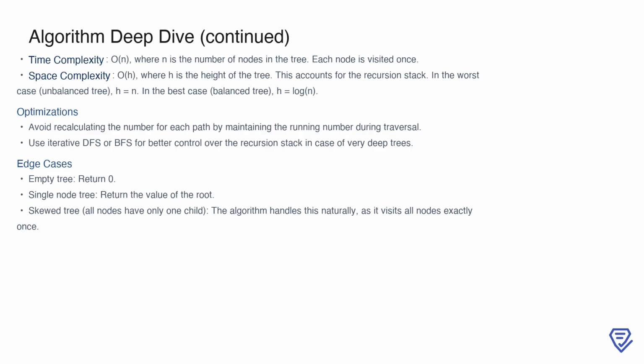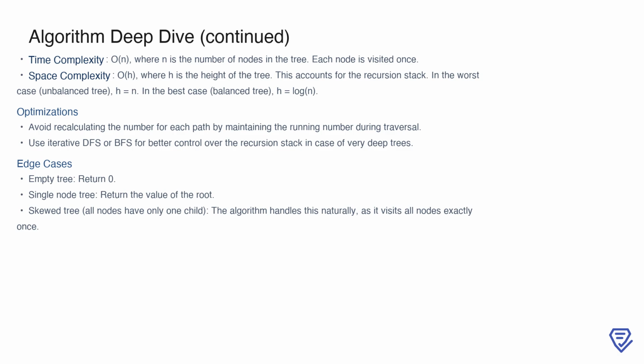in the tree. This is because each node is visited exactly once. The space complexity depends on the height of the tree, as the recursion stack holds at most one path at a time. In the worst case, for an unbalanced tree, the height could be equal to the number of nodes, making the space complexity O(n). In a balanced tree, the height is proportional to the logarithm of the number of nodes, resulting in a space complexity of O(log n).